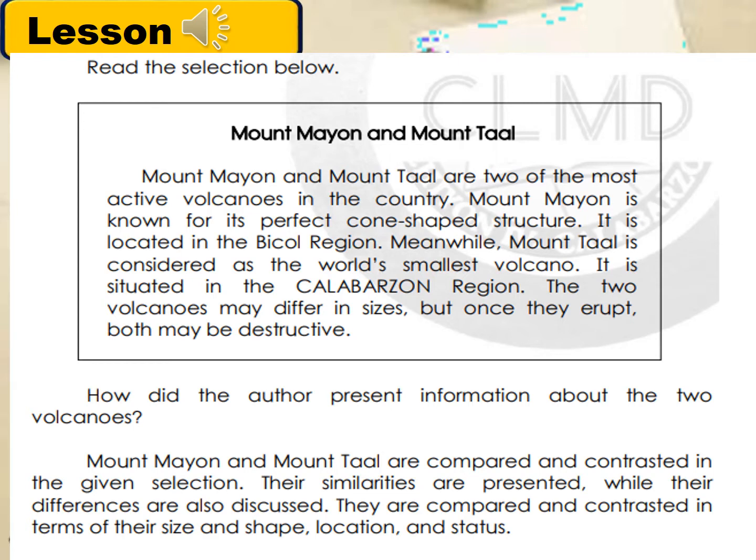How did the author present information about the two volcanoes? Mount Mayon and Mount Taal are compared and contrasted in the given selection. Their similarities are presented, while their differences are also discussed. They are compared and contrasted in terms of their size, shape, location, and status. In addition, when we're talking about comparison, we're looking for the similarities. If it's contrast, we're looking for the differences.